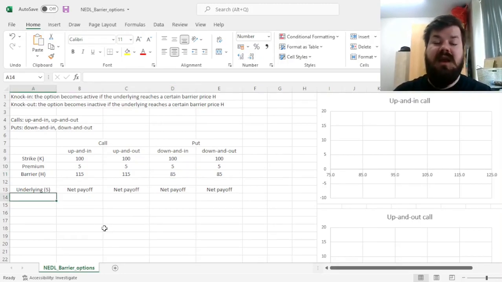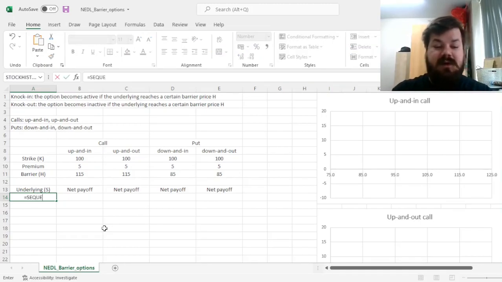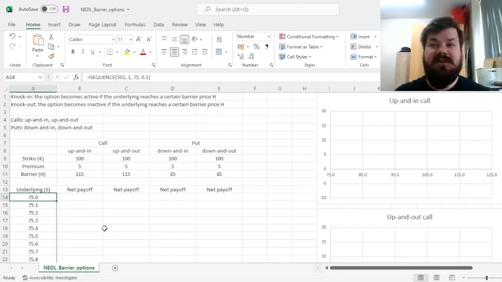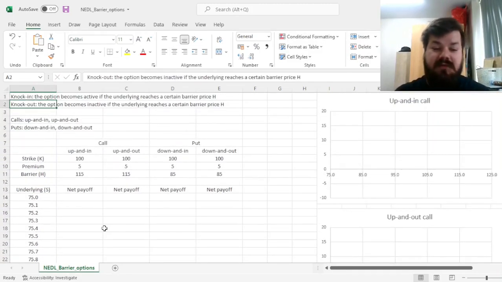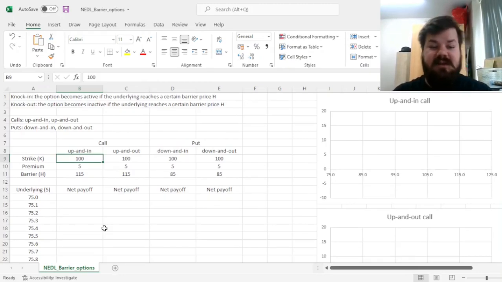Then we can model a range of underlying prices that we will calculate the payoffs of our barrier options for, and let's use the sequence function to simplify that. For barrier options modeling, so that the graphs look prettier, we need to preserve quite a high level of granularity. So let's go for 501 rows and one column. We just need one column of underlying prices, and that means that we'll have to simulate the prices from $75 per share with a step of 10 cents per share, $0.1 per share, which would bring us from 75 up to 125, with 100 being right at the center, being our center price, quite naturally.